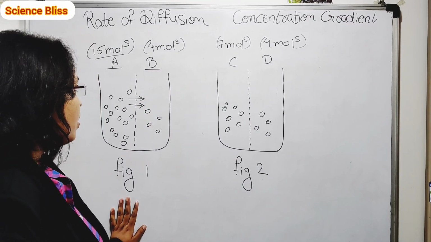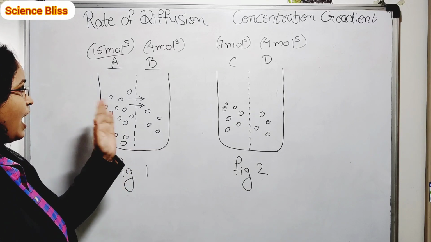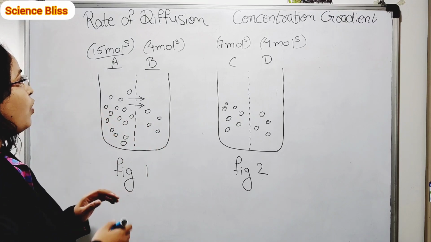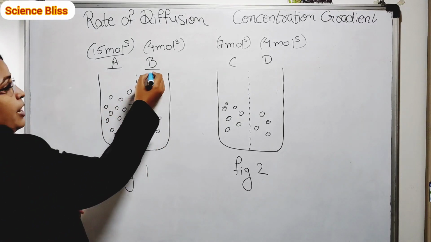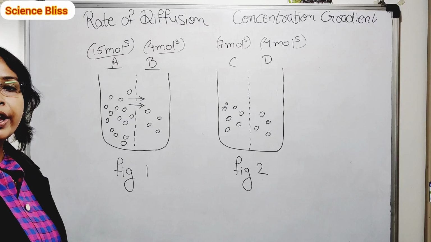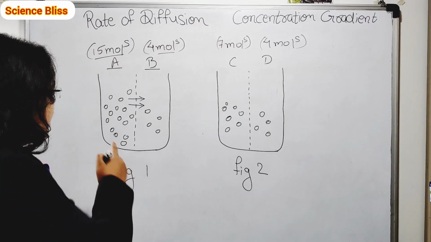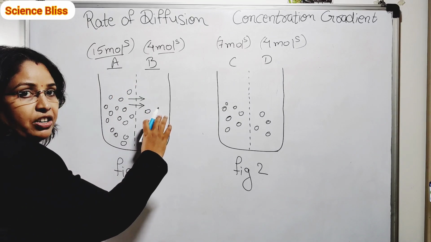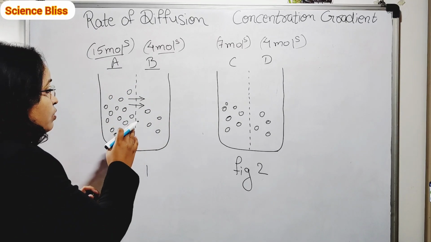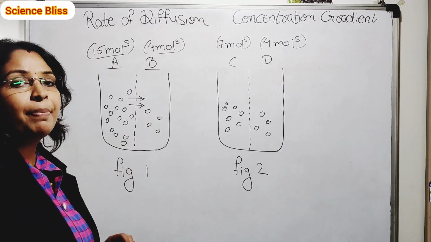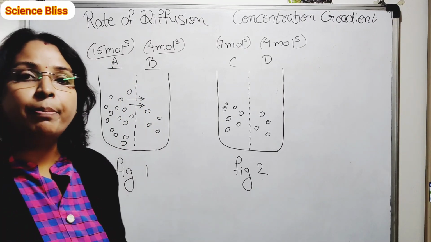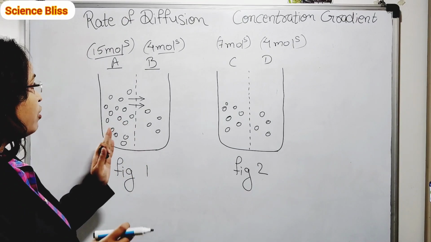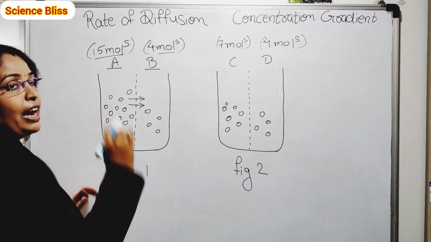Over here in figure 1, we can see a reaction vessel. It has got two sides, that is side A and side B. In side A, we have got 15 molecules, whereas side B has got 4 molecules only. So there will be a diffusion because it has got a concentration gradient. Higher concentration here and lower concentration here. There will be a movement of these molecules as side A and side B are separated by a partially permeable membrane, which will allow the movement of these molecules. So molecules will be moving from side A to side B.